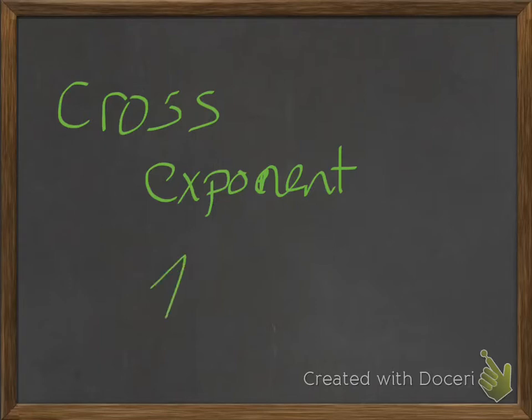So every time it crosses, it's going to be a 1 for the exponent. Anytime it goes straight through, straight through, it's going to be a 1 for the exponent.